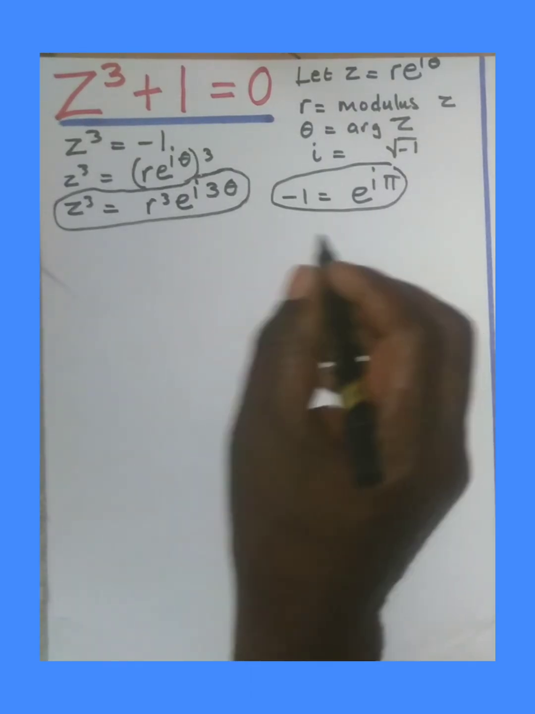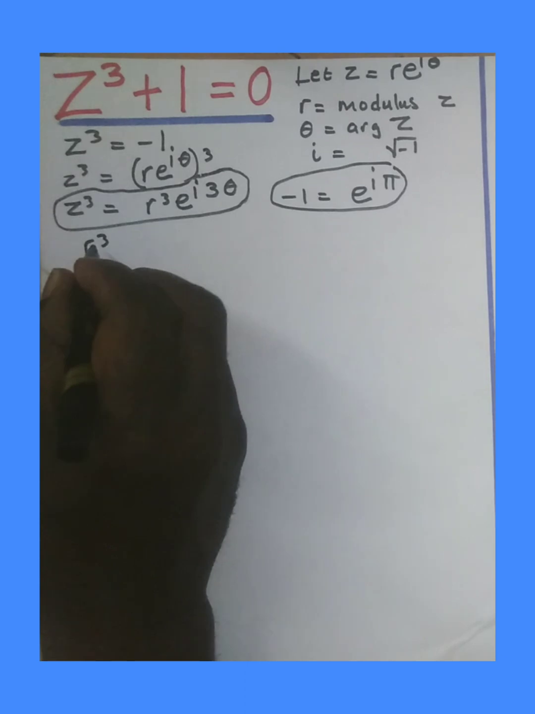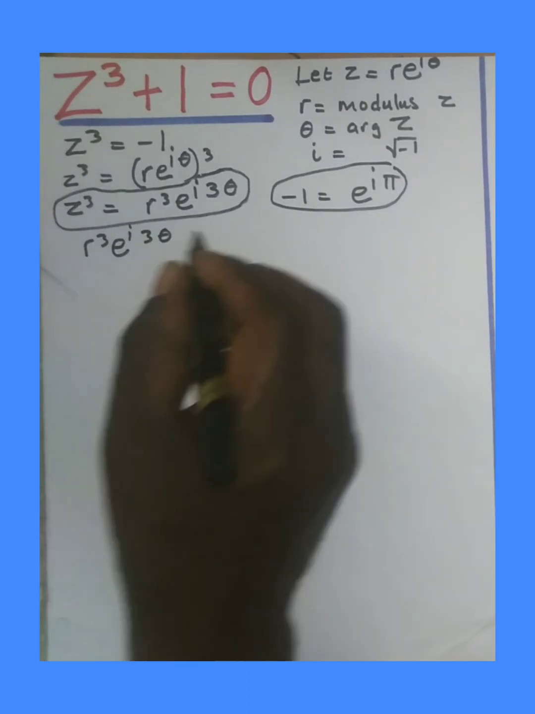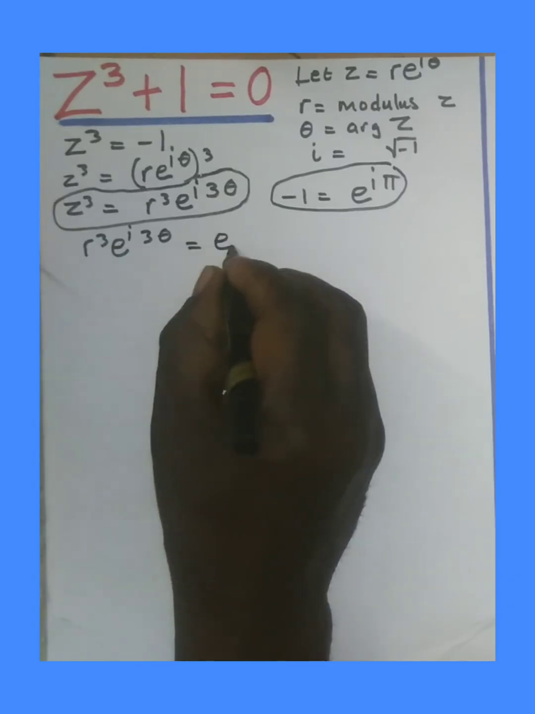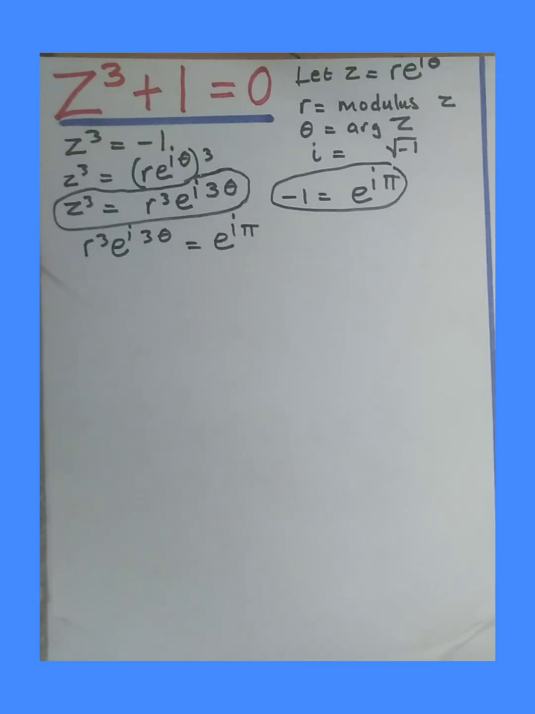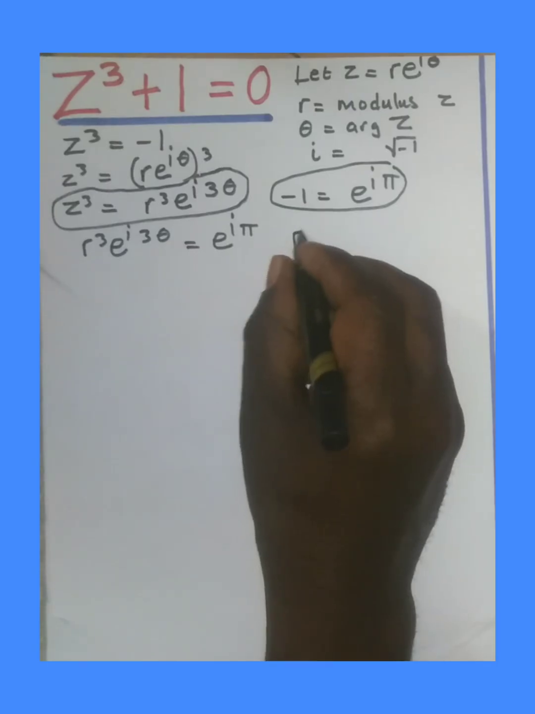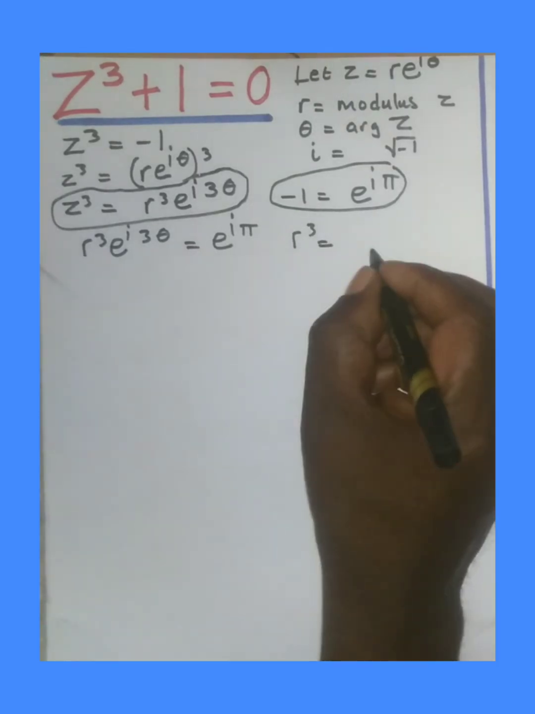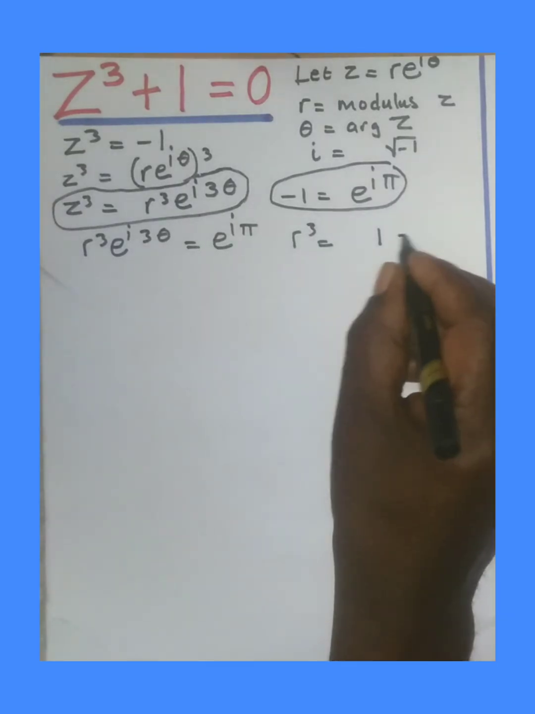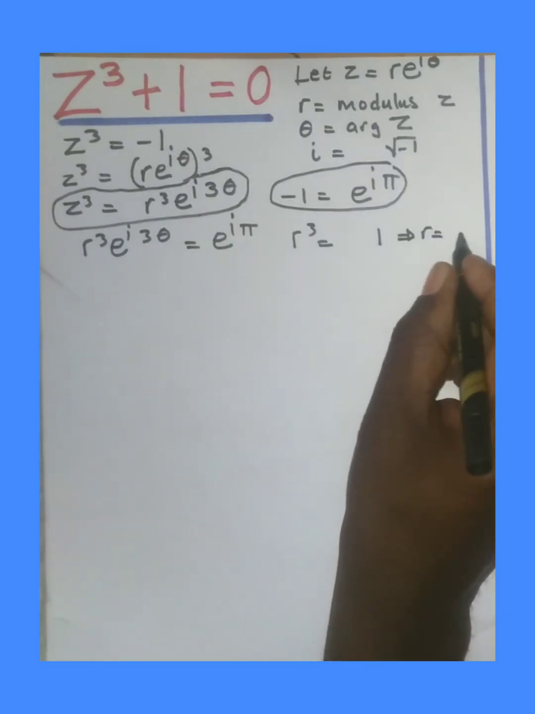So let's go ahead and equate r cubed e to the power i 3 theta is equal to e to the power i pi. Now, if two complex numbers are equal, that means that their moduli are equal and their arguments are equal as well. So we can write r cubed is equal to 1, because remember the modulus here is 1. This implies, of course, that r itself is equal to 1.